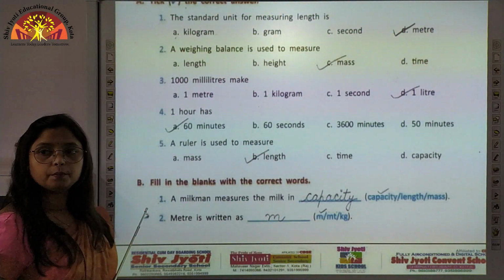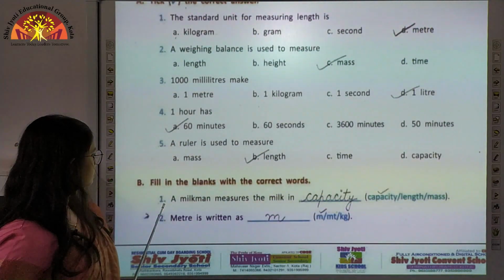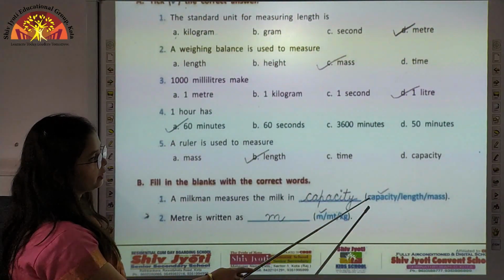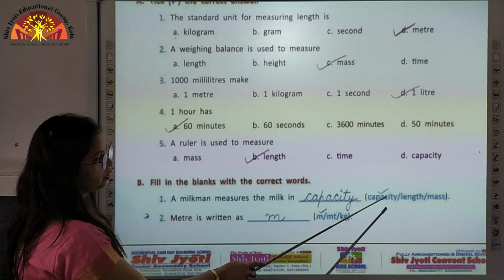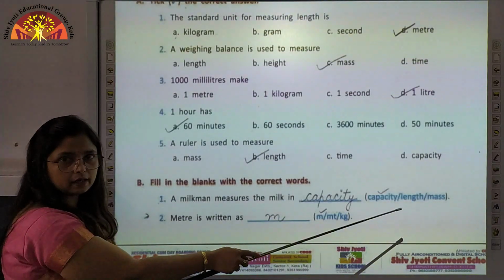Exercise number B. Fill in the blanks with the correct words. First is... Now you can see here that some words are given for your help. So you can choose one among them which are given in the bracket here.